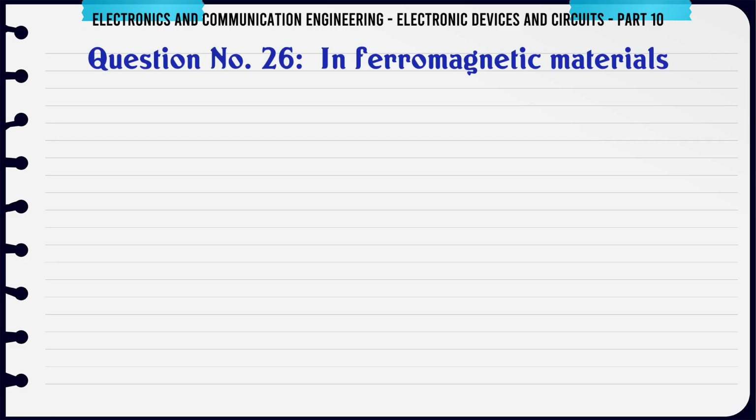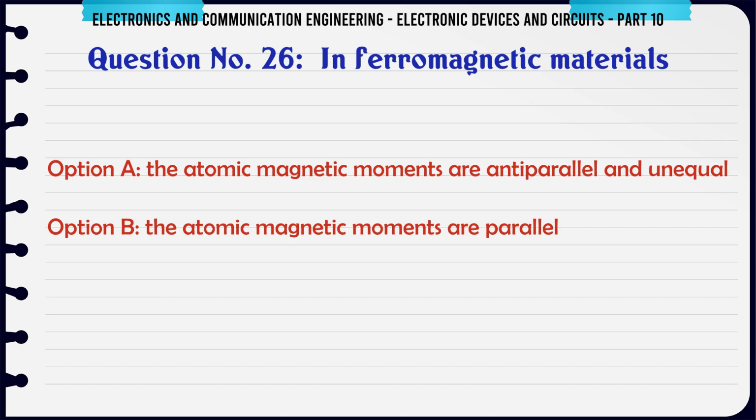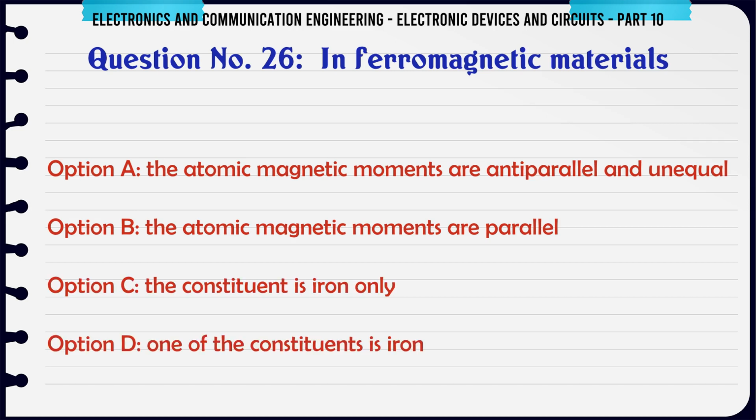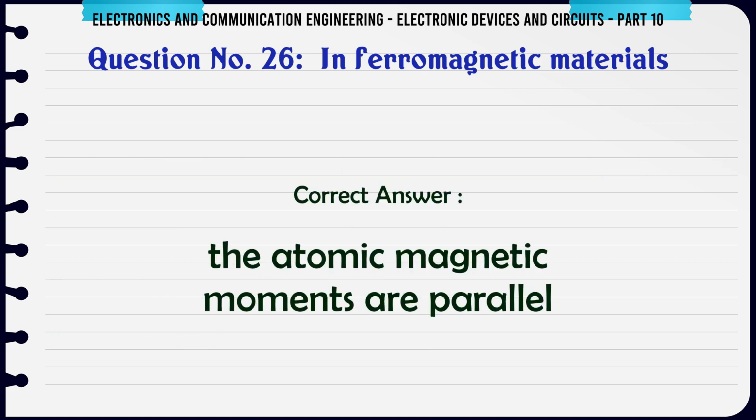In ferromagnetic materials, A. the atomic magnetic moments are antiparallel and unequal. B. the atomic magnetic moments are parallel. C. the constituent is iron only. D. one of the constituents is iron. The correct answer is the atomic magnetic moments are parallel.